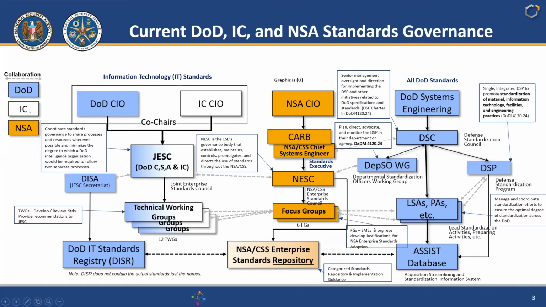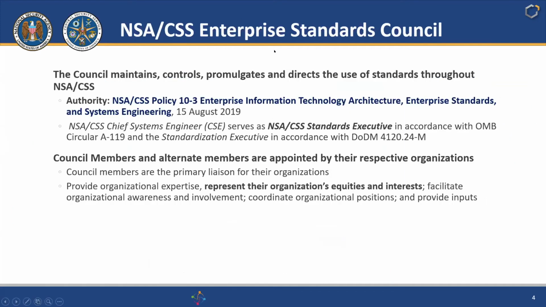So next slide, 4. We are under the authority of Policy 10-3. Policy 10-3 really governs how engineering is carried out here at NSA. It gives us our authority, our roles, and our responsibilities, and out of that we have written a charter for our council, which delegates authorities to the appropriate council entities here at NSA. So that's how we do business.